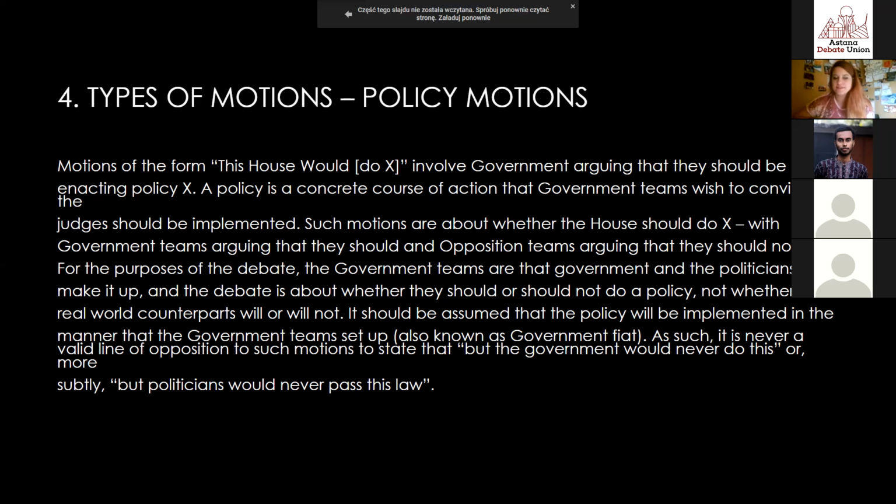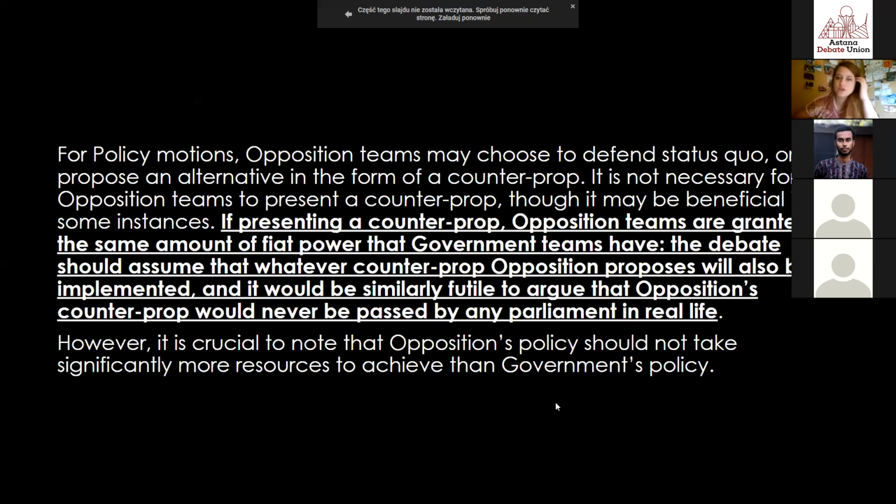As such, it is never a valid line of opposition to such a motion to state that the government would never do this, or more subtly, that politicians would never pass this law. This is super important to remember, but here I think we should have some examples. For policy motions, opposition teams may choose to defend the status quo or propose an alternative in the form of a counterprop. It is not necessary for the opposition team to present a counterprop, though it might be beneficial in some instances.